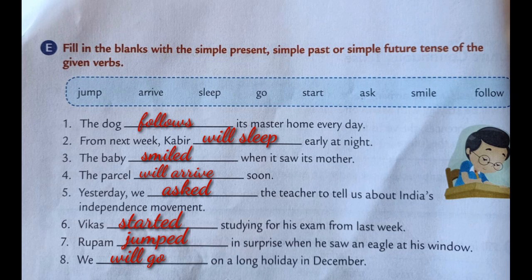Fifth one, yesterday we asked the teacher to tell us about India's independence movement. Here we used simple past because we use expression of time like yesterday with simple past. Sixth one, Vikas started studying for his exam from last week. Here also we used simple past because of the words last week. Seventh one, Rupam jumped in surprise when he saw an eagle at his window. Here we used simple past because of the word saw in the sentence. Eighth one, we will go on a long holiday in December. Here we used simple future.